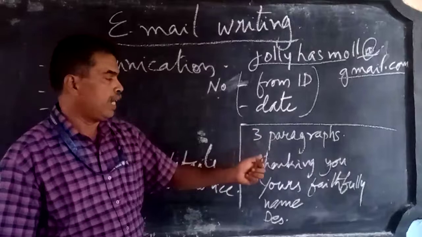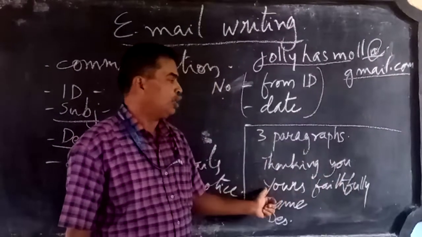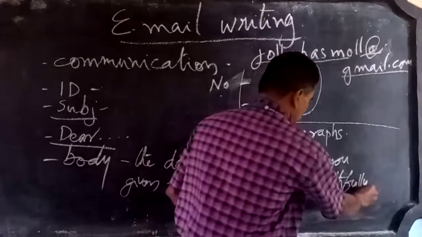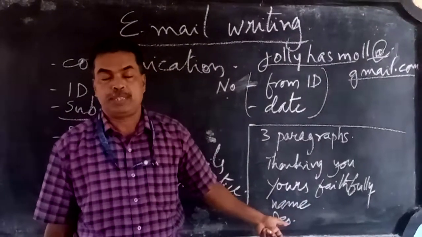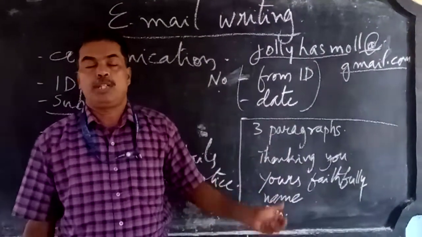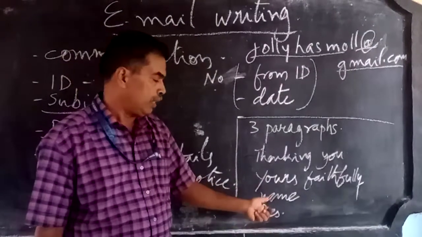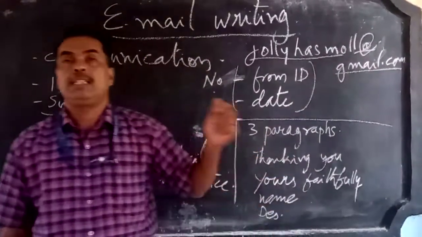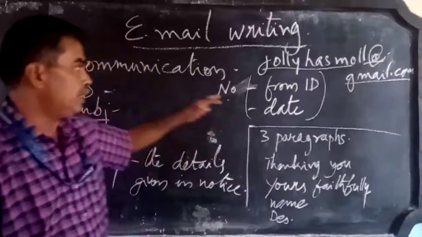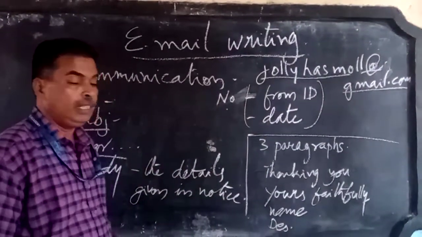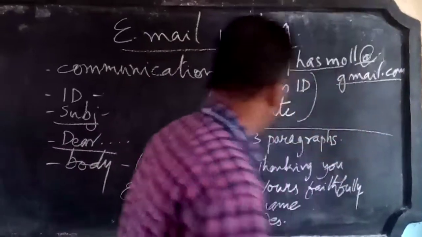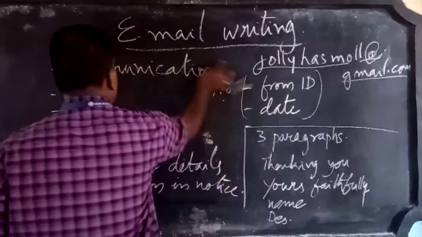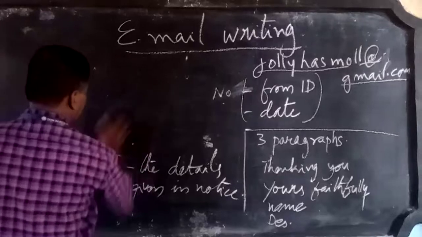These 3 things should be there as 3 paragraphs in your email. After that, in the next line, write Thanking you, Yours faithfully, and your name and designation. If you are representing the school as the head boy, or if you are representing the class as a monitor, whatever it is, if you have a designation, you will have to write that. This is basically about the format of an email. Now let me tell you an example of how it is to be done.